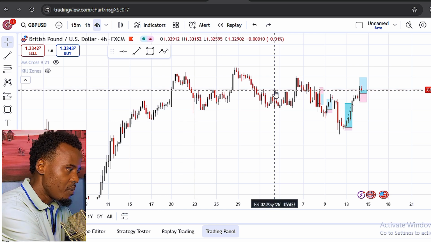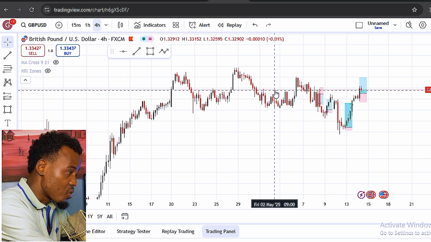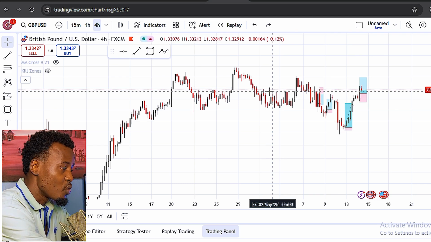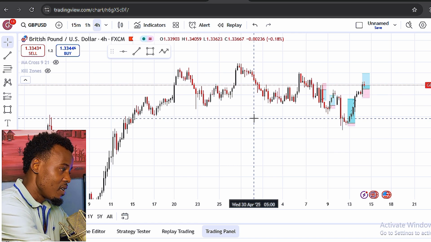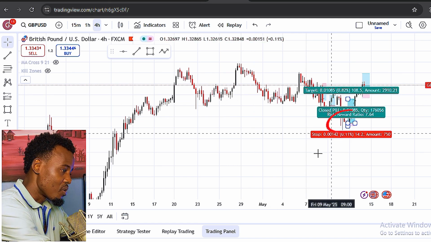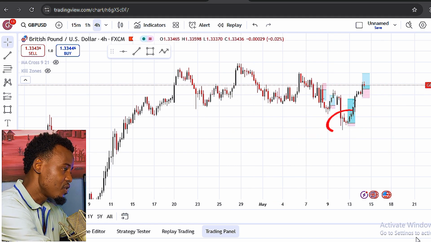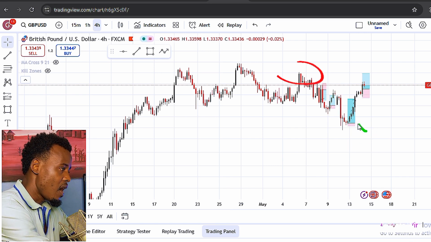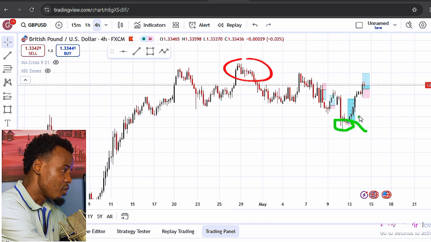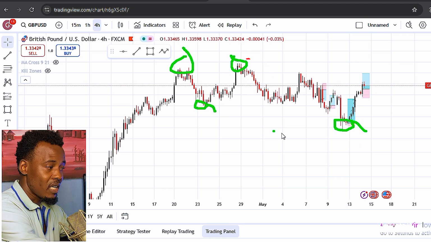I'm understood. And before we dive into how to analyze the chart like a pro, you have to know your support and your resistance, right? What are support and resistance? As you can see, down here is your support, where price hits and gets back up. And up here is your resistance. I hope that is very, very clear.